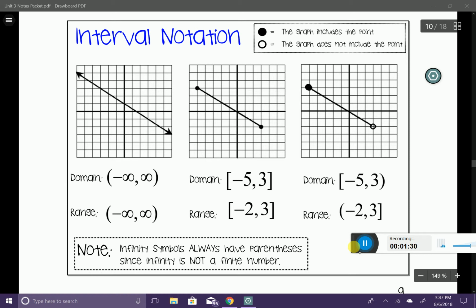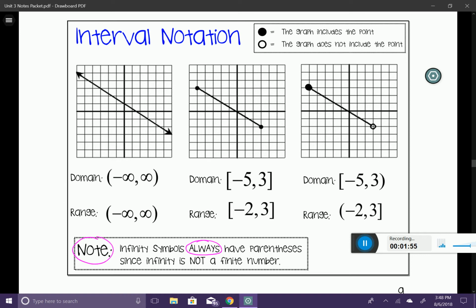Now, I want you to take note of my little note here at the bottom. Infinity symbols always have parentheses next to them. And the reason is infinity is not a finite number. It's just a theory. It's a direction. So it's always going to have parentheses. Now, go ahead and remember that, and we're going to move on to the next one. You're going to be able to see this come into play.